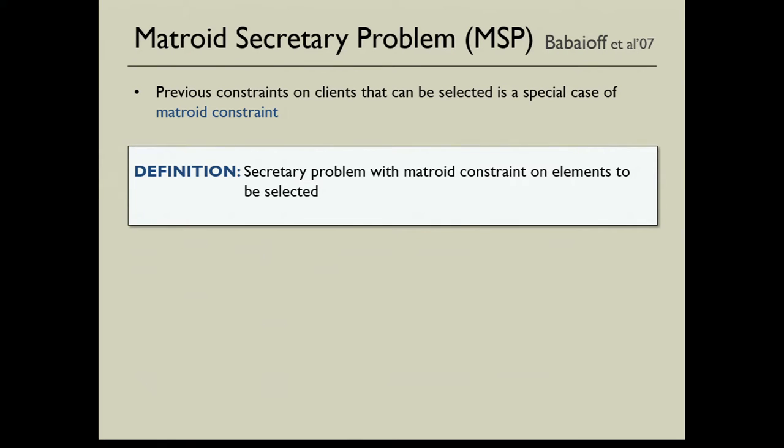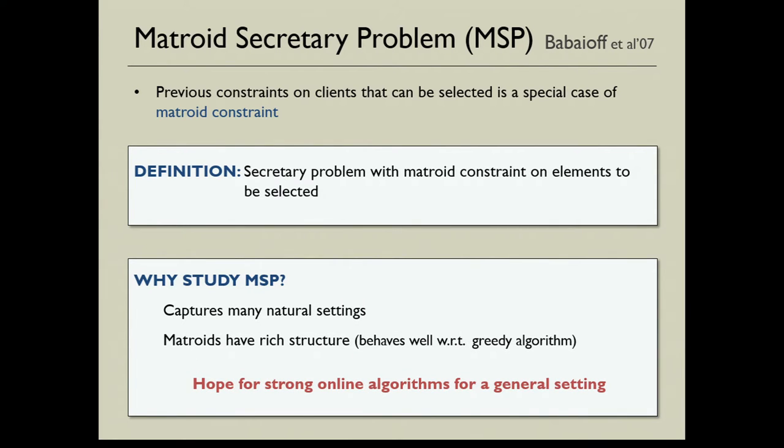Okay. So the hope here is that by defining this problem, you can capture many settings, like the two examples I gave you. But at the same time, matroids have a lot of structure, right? Matroids capture exactly when a simple greedy algorithm works. So the hope is basically that you got some sweet spot between structure and generality to still be able to do something useful. Okay?